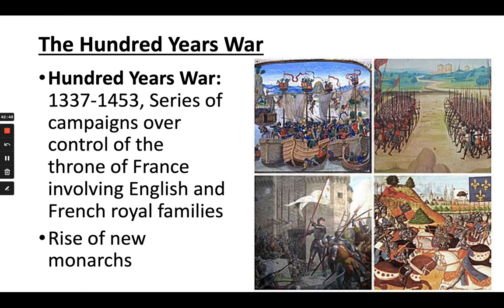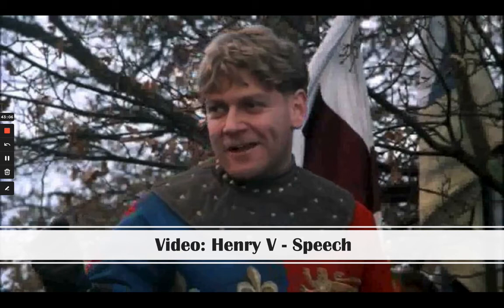Well, then people in both of those groups might want to demand some representation in government. So you see in England the emergence of Parliament with the House of Lords and House of Commons. In France, you have the emergence of the Estates General. Henry V is one of the major kings at this time period.